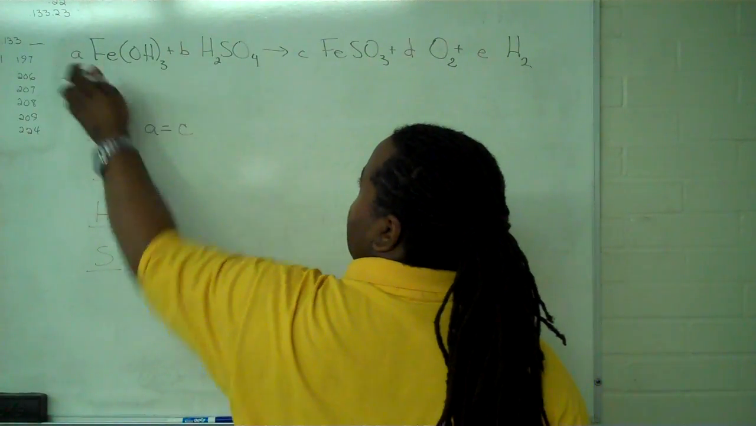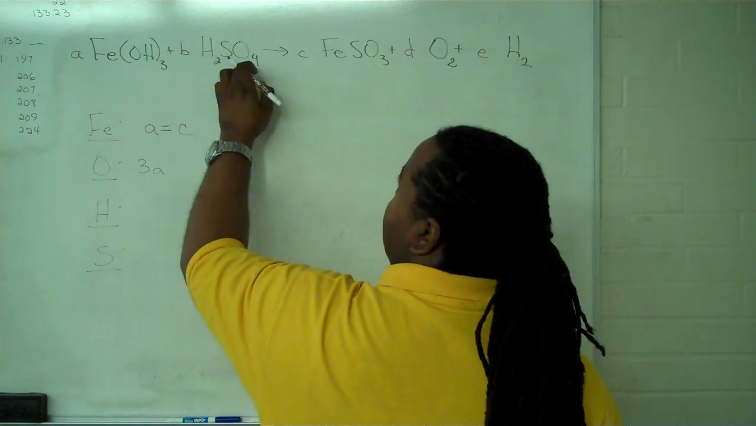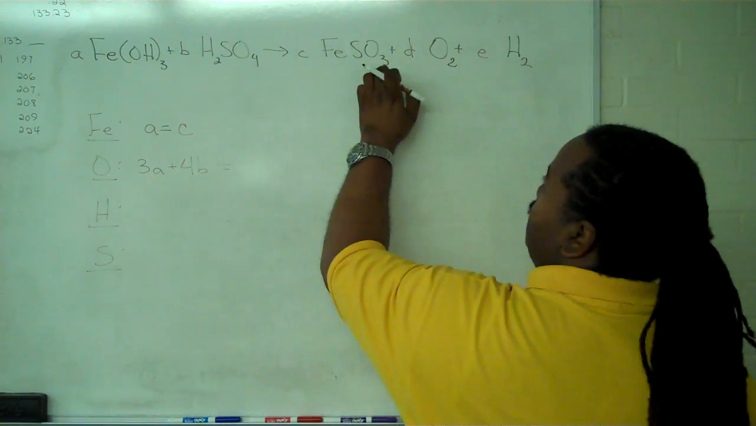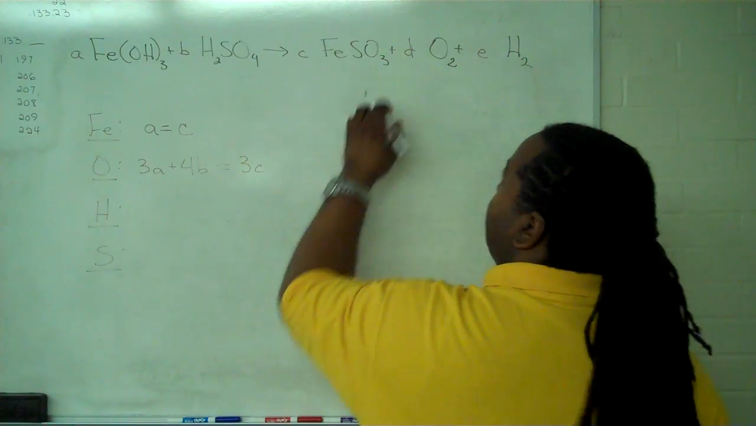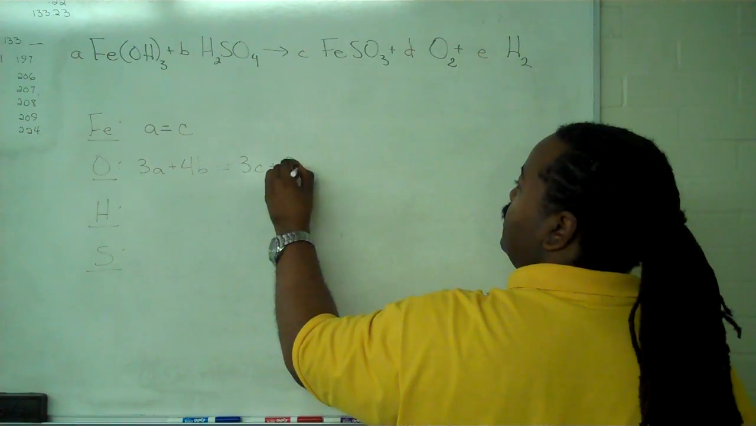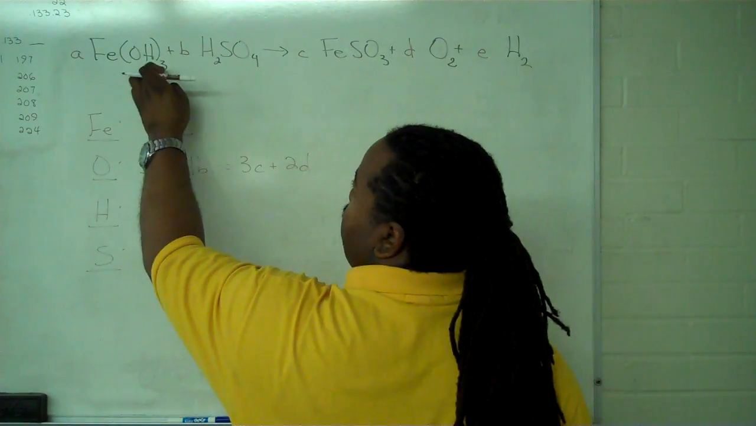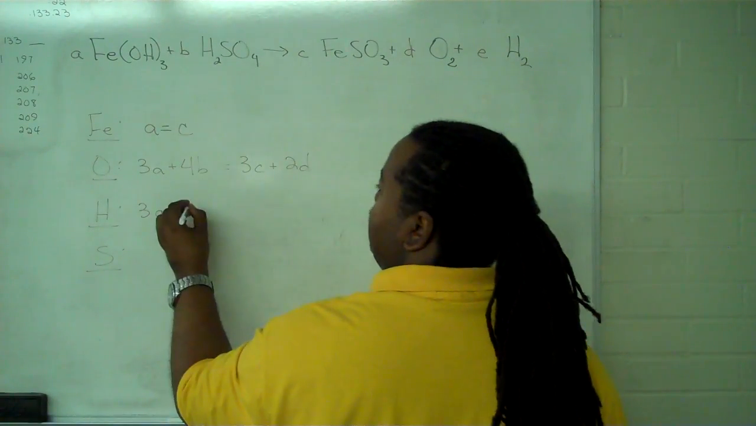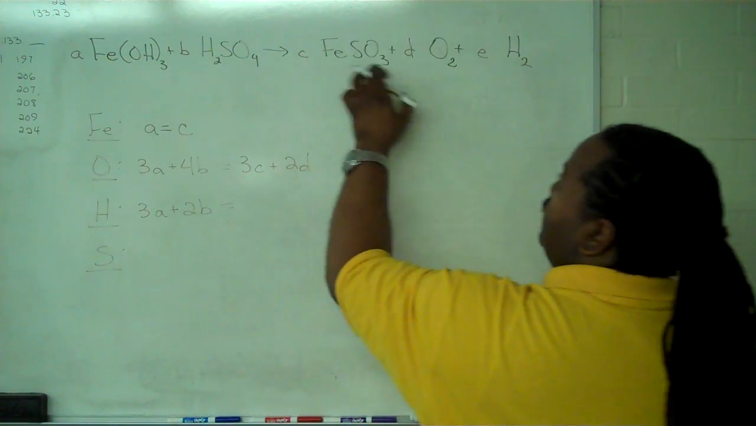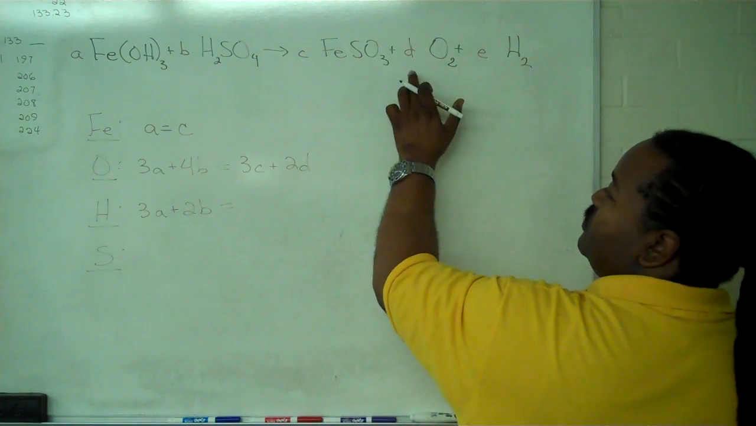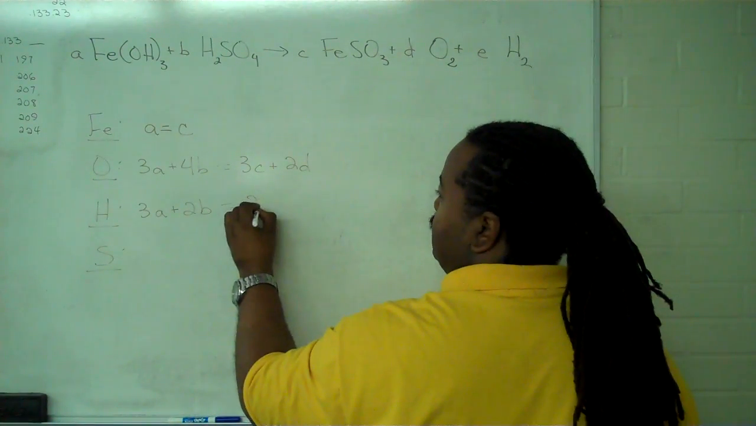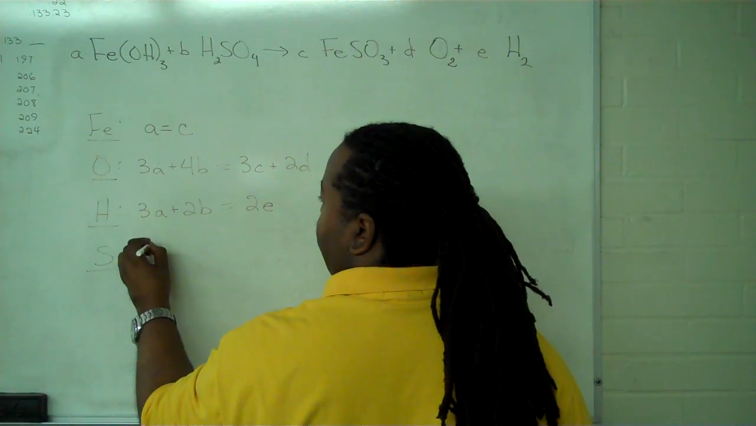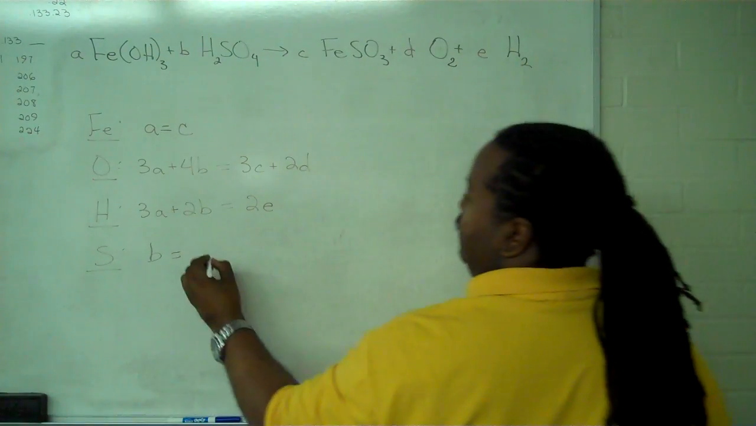For oxygen, it's 3 times A plus 4 times B is going to give us 3 times C and 2 times D. For hydrogen, we have 3 times A, 2 times B, no contribution from C, no contribution from D, and 2 times E. And then for sulfur, whatever we get from B has to equal however many we get from C.